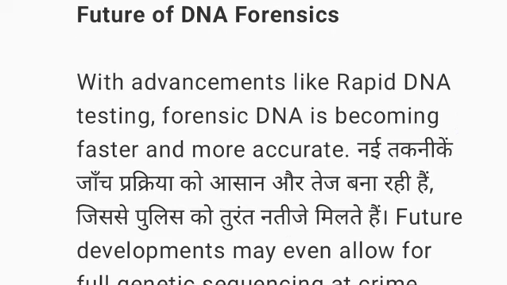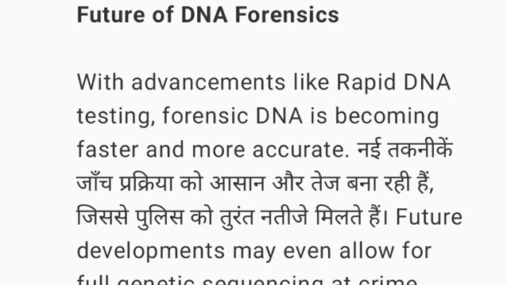Future of DNA forensics. With advancements like rapid DNA testing, forensic DNA is becoming faster and more accurate. नई तकनीकें जांच प्रक्रिया को आसान और तेज बना रही हैं, जिससे पुलिस को तुरंत नतीजे मिलते हैं. Future developments may even allow for full genetic sequencing at crime scenes, providing investigators with more detailed insights.